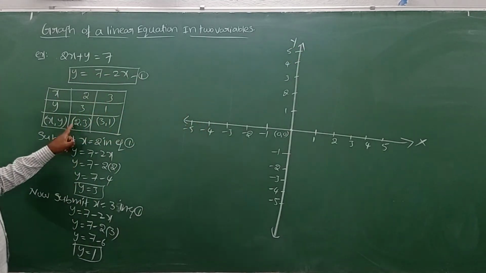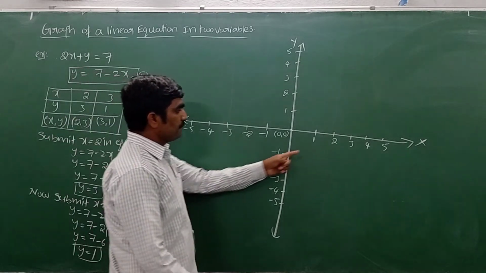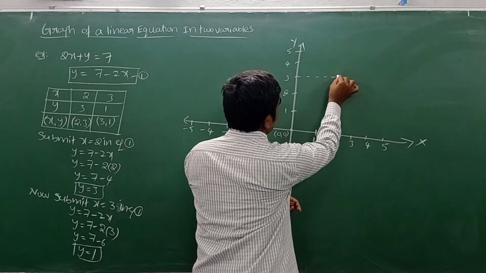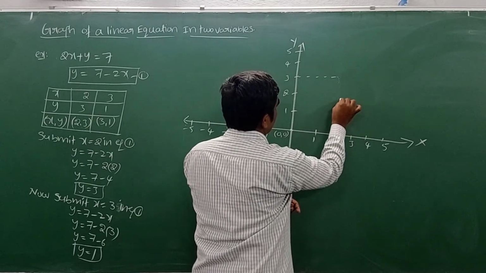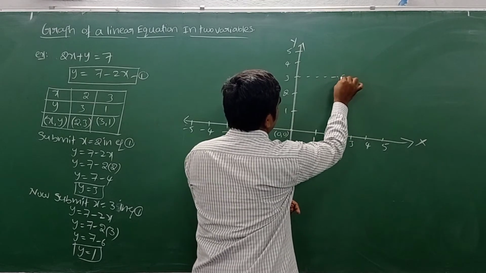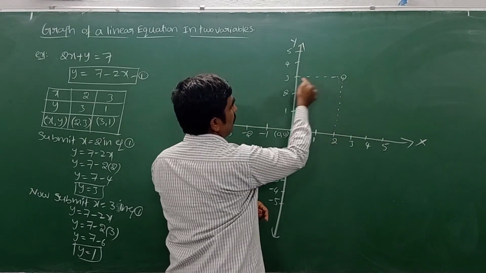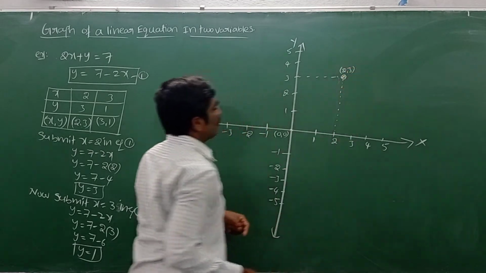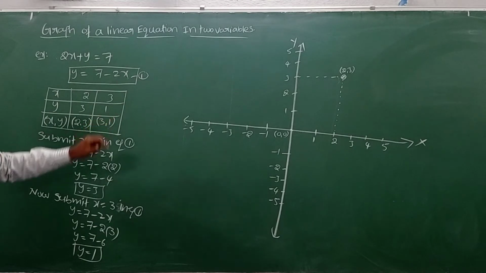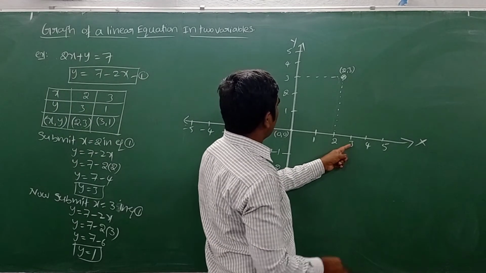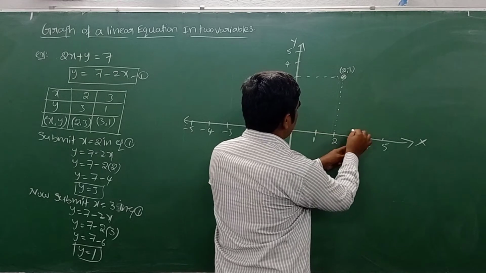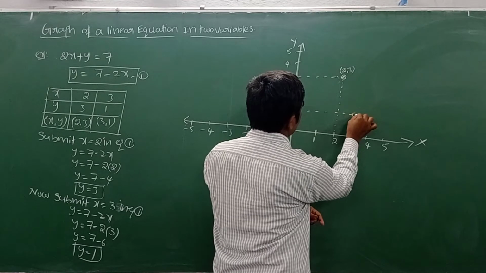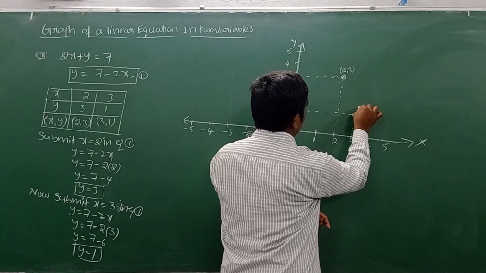Now we plot the point (2, 3): on x take 2, on y take 3. Both will meet at this point, (2, 3). And what next? (3, 1). On x we take 3, on y we take 1, and they meet at the point (3, 1).